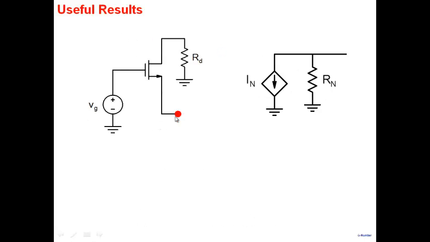The other one is at the source node. At the source node also, there's VG, and there's an RD here. I can build a Norton's equivalent and show that the Norton's current is given by this expression, gm VG divided by (1 plus RD/r0). And RN is (1 plus RD/r0) divided by (gm plus gmb), at this node. So these two results are extremely useful.